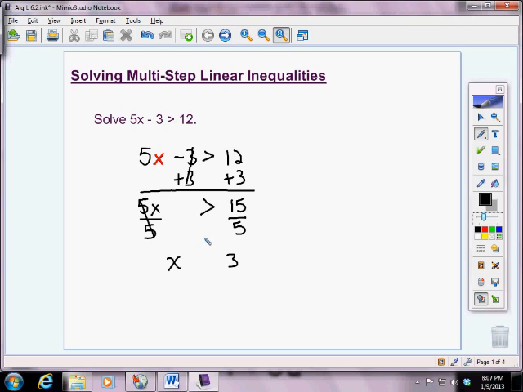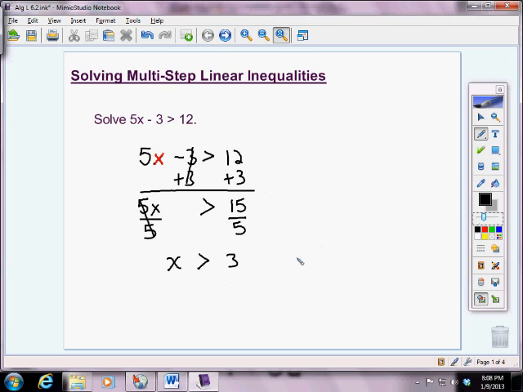Before you bring down the inequality, just like with one-step equations, ask yourself, did you multiply or divide by a negative number? I did divide, but I divided by a positive. Therefore, our sign stays exactly the same. It's only if you multiply or divide by a negative number. So hopefully you can see that solving multi-step linear inequalities is going to be the same thing as solving equations for the most part. We just have to be careful when we multiply or divide by a negative number.